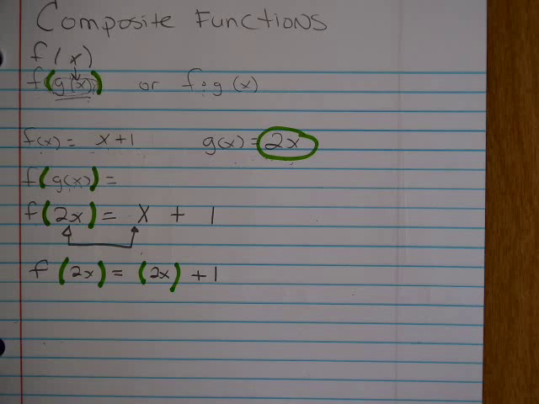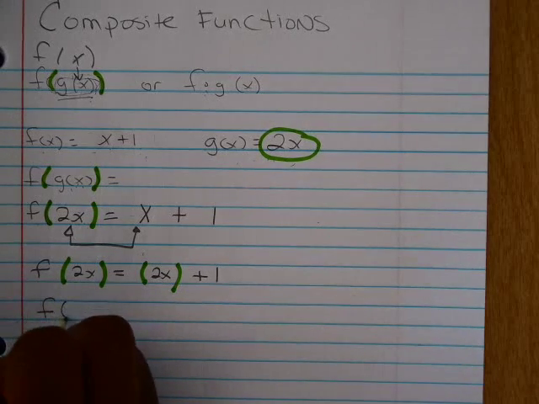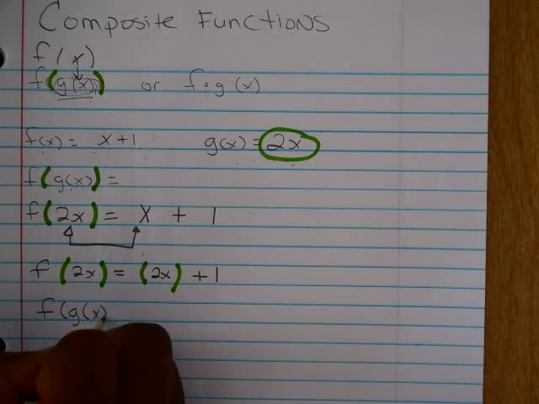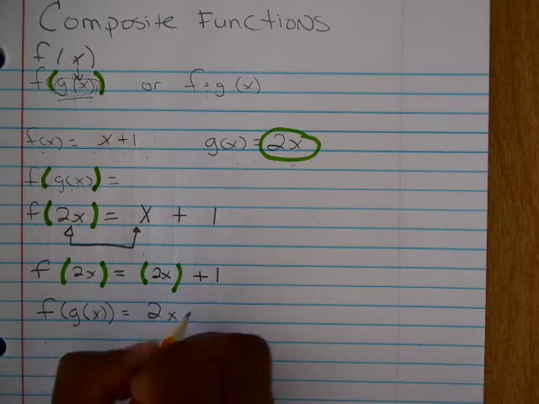Now I want to discover if I can evaluate or use any of the order of operations. And at this point, I cannot. So my answer would simply be f of g of x is 2x plus 1.